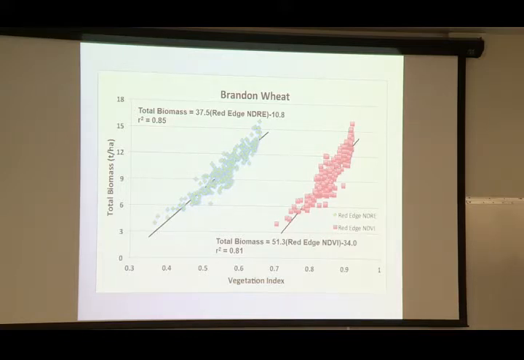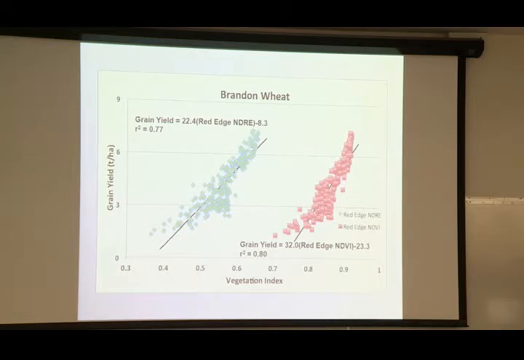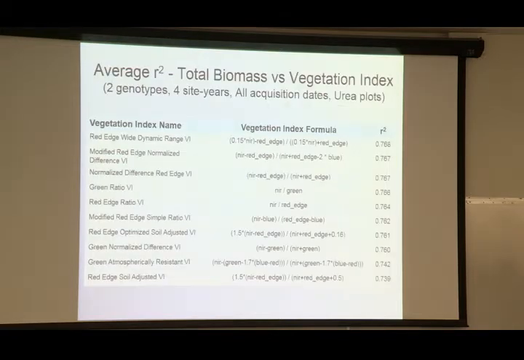If you go and you look at, now this is grain yield, okay? Well, neither one of them does as well as they do for total biomass, and the red edge index isn't quite as good either. So lots of these to try and evaluate. So these are just some examples to kind of show you what you end up with.